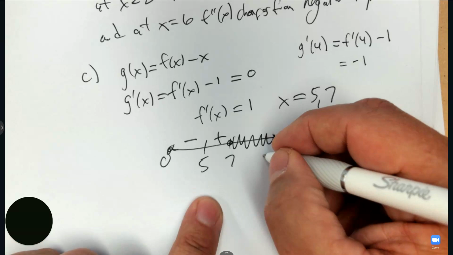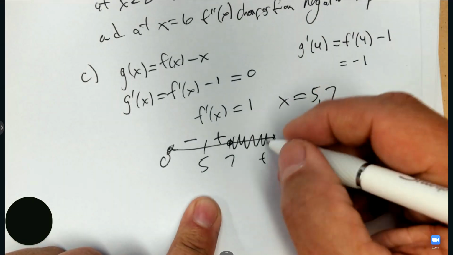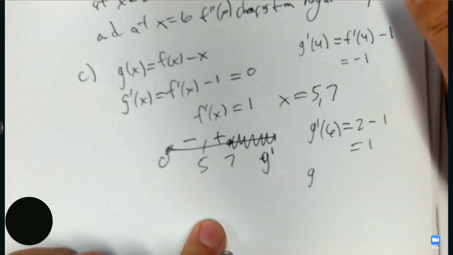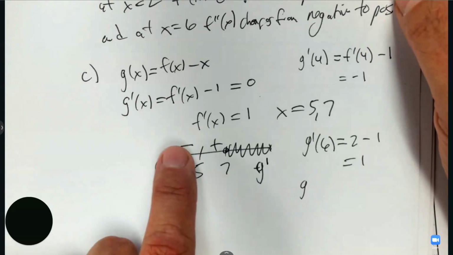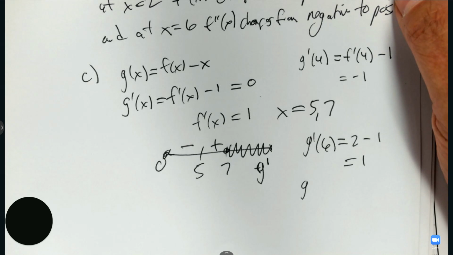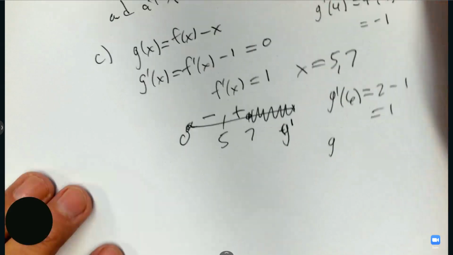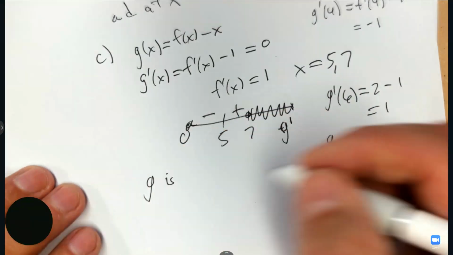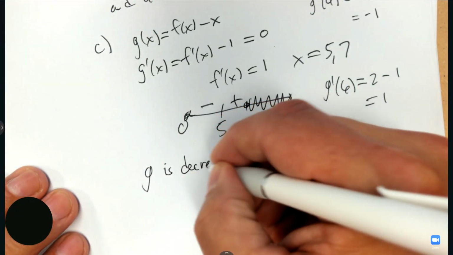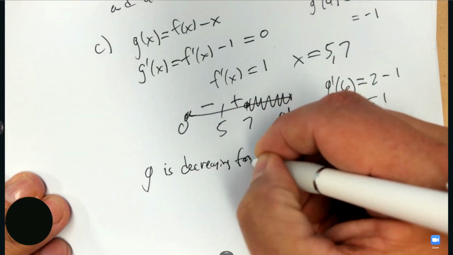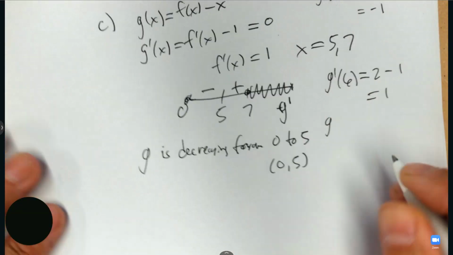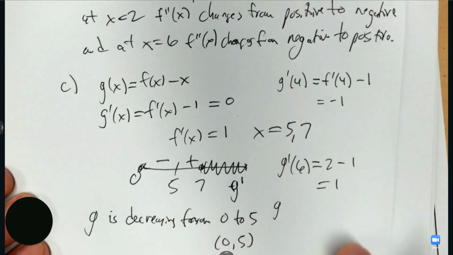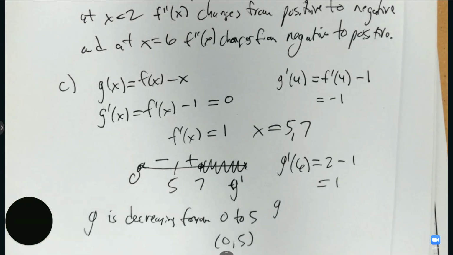I'm going to label this too. This is the derivative for g, for the line, not for f, right? The derivative for g. And we found out negative, positive. And the question is, where is it decreasing, right? So g is, and you can just write down g, g is decreasing from 0 to 5. And this is the reason why. You're showing the math reason why, so you don't have to write down the words because you already showed your math. All right, last part.